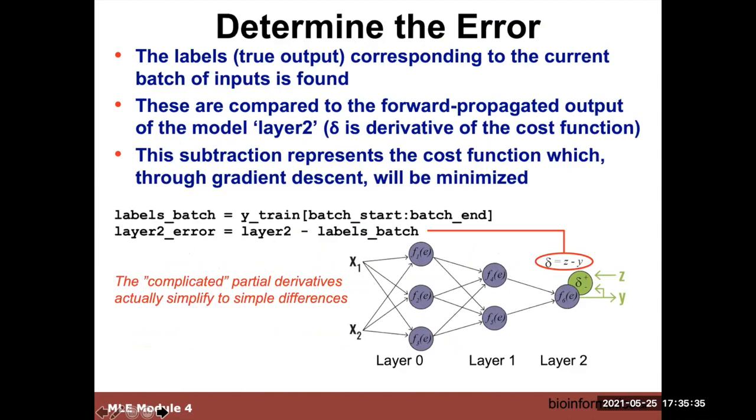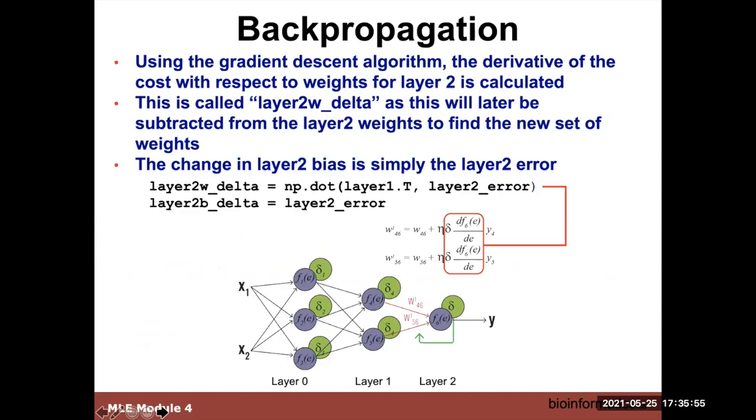Just as before, we have to determine the error once we've done the forward propagation. This is the difference between the output and the observed or known output, so the predicted versus observed. And then we change or propagate that delta all the way through to the other layers. The back propagation goes from layer 2 to layer 1, layer 1 to layer 0.